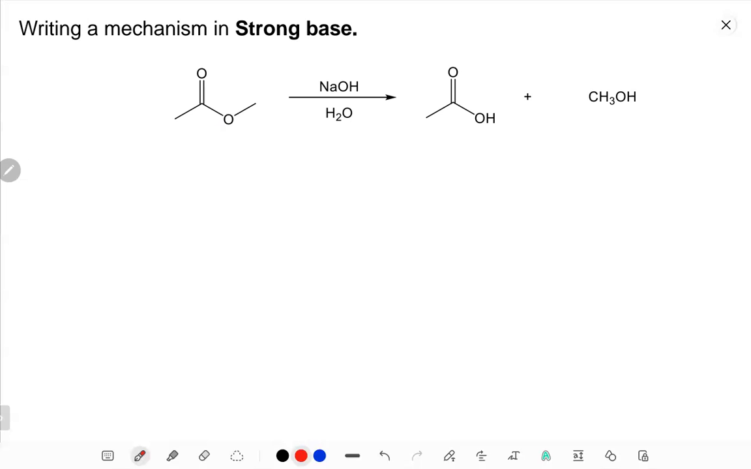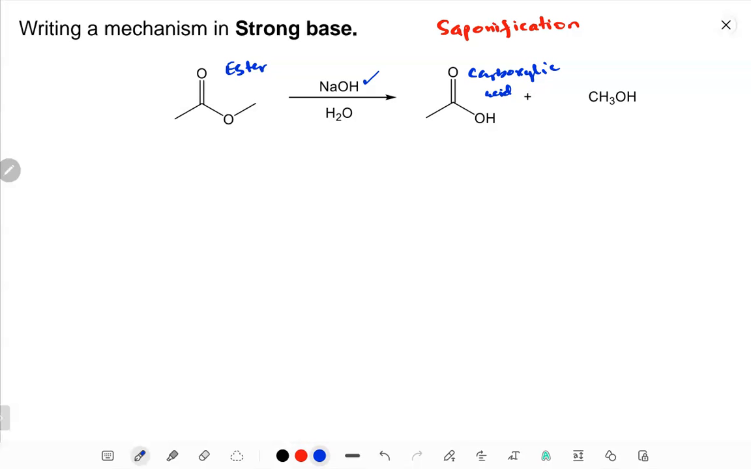saponification. This reaction that you see is called saponification. This is saponification, wherein you have an ester as a starting material and you react with a strong base, which is NaOH, with water as a solvent, and you end up getting a carboxylic acid. And of course, an alcohol. Now, please do note that the mechanism under strong base would be a different kind of mechanism from that under strong acid conditions.